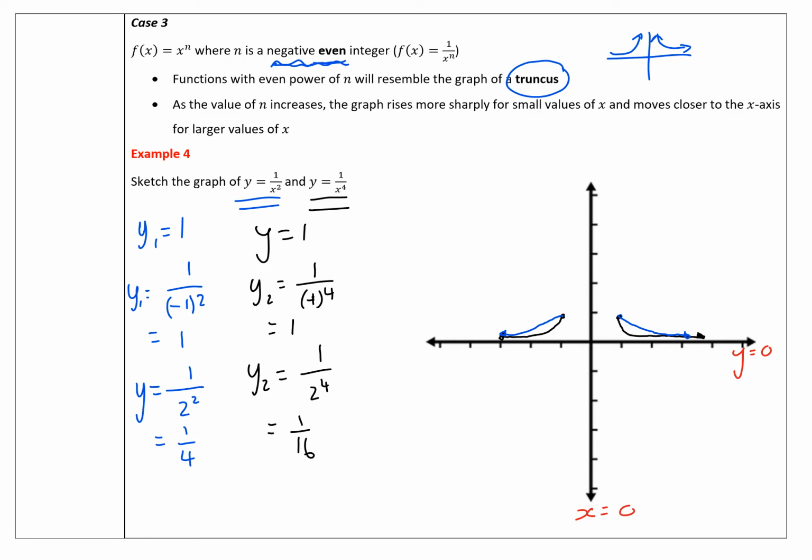What happens if I sub in a half? Well, if I've got y equals 1 over a half squared, that's 1 over a quarter. So how many quarters go into 1? 4 do. By the same principle, if I take y2 equals 1 over a half to the 4, I get 1 over a 16th. And how many 16ths go into 1? 16 do. So I know that 16 is much bigger than 4.